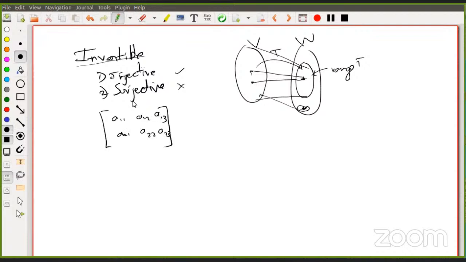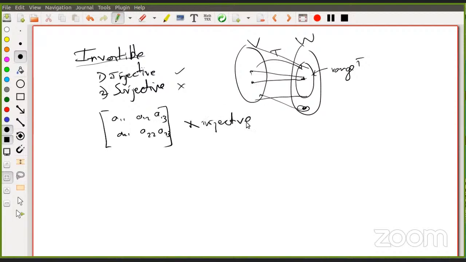So in this case, the map is not injective, because if you look at this matrix, it can have only two linearly independent columns. The rank of the matrix will be equal to 2, which means by the fundamental theorem of linear maps, the null space dimension will be greater than 0, which means it will not be injective.